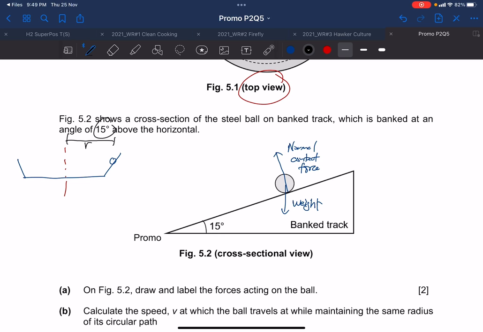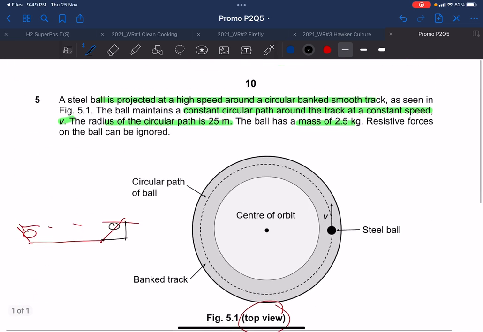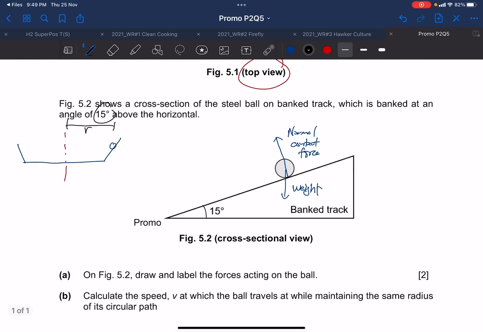Did they give you r? Yes, they give you r. So this is equal to 25 meters. Therefore, in order for your ball to go in a circle like this, you need a centripetal force, a net force pointing in this direction. Something has to give you your centripetal force.